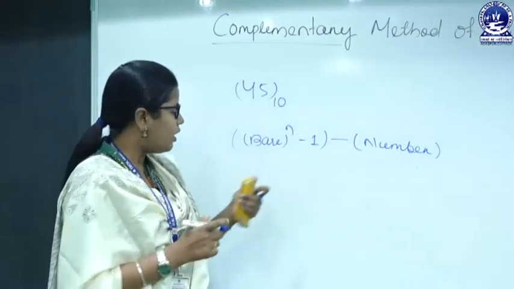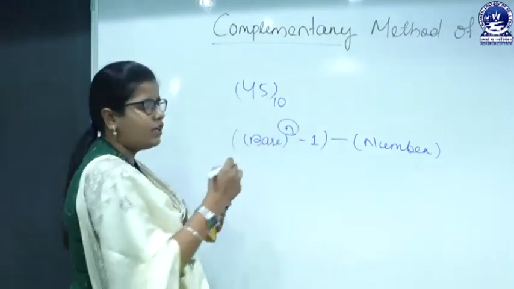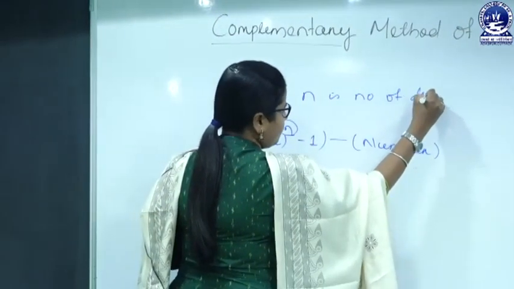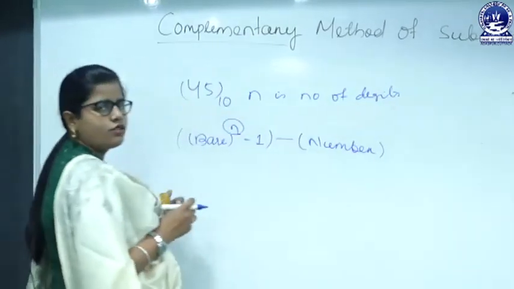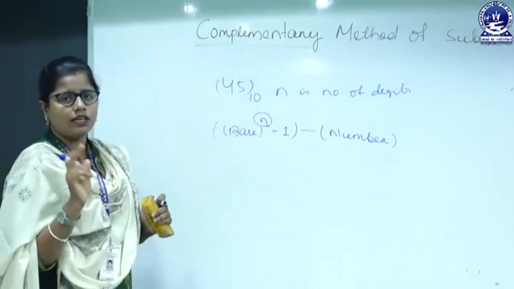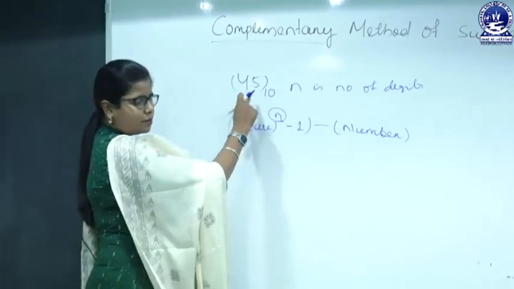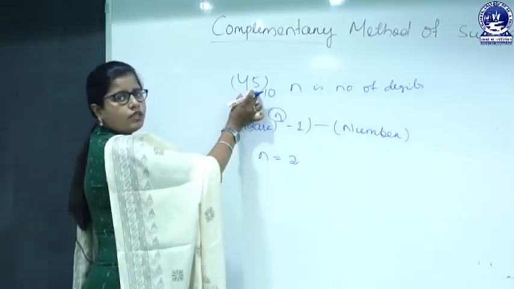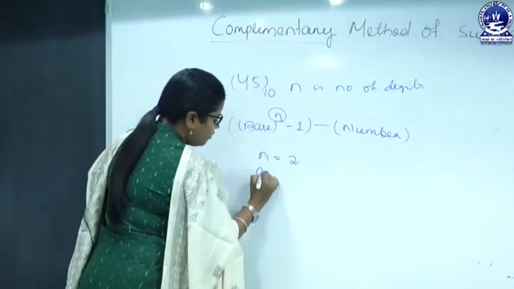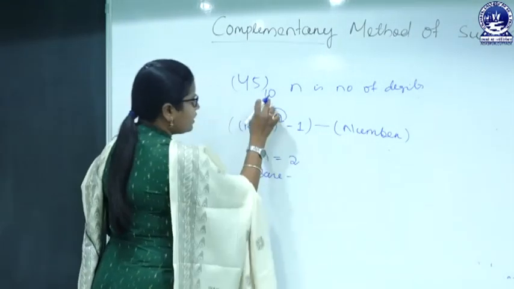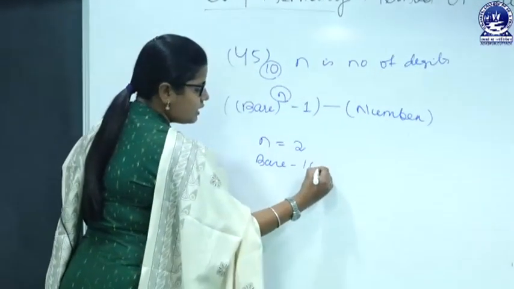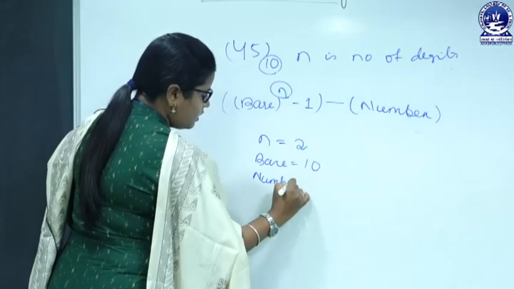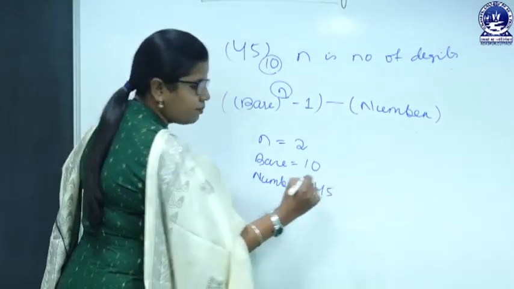So what is the n here? The n is the number of digits. How many digits are there? There are 2 digits, 4 and 5. So here n equals 2, because there are 2 digits. Then we have to find the base. The base is 10. And what is the number? The number is 45.